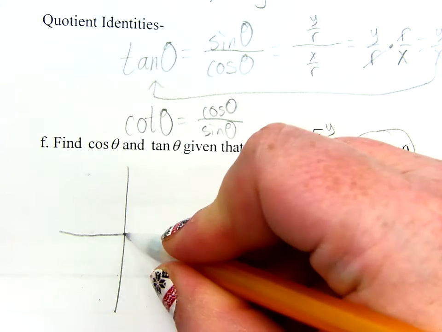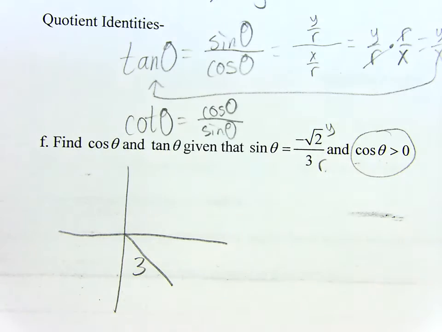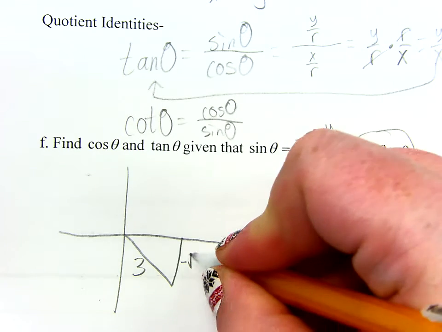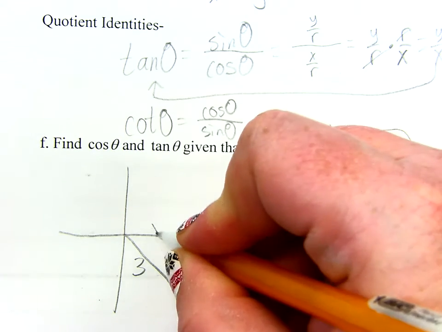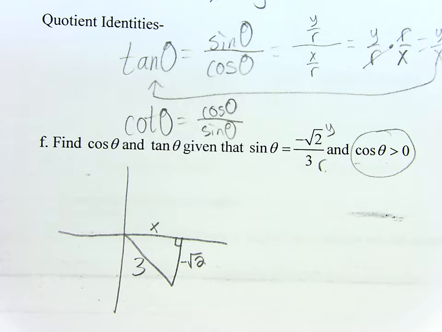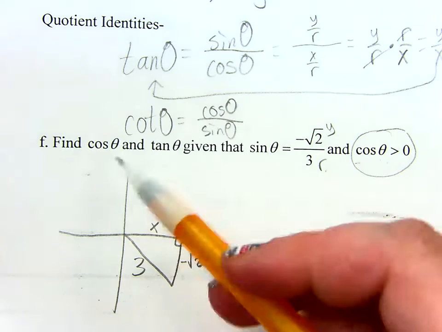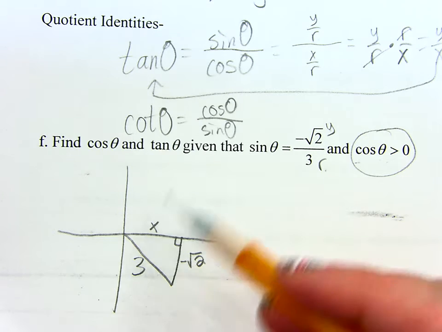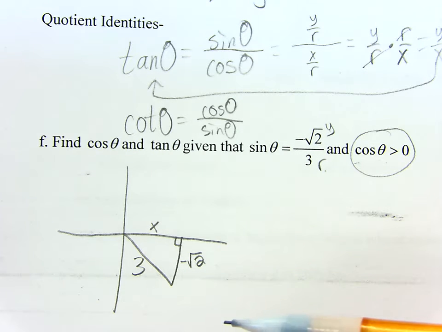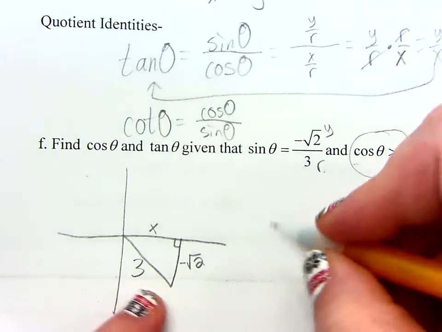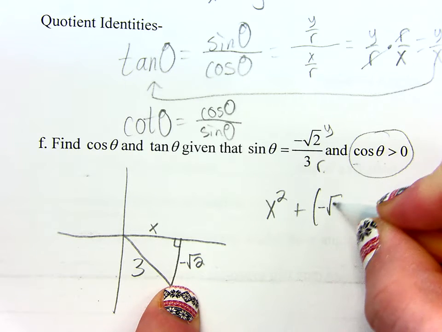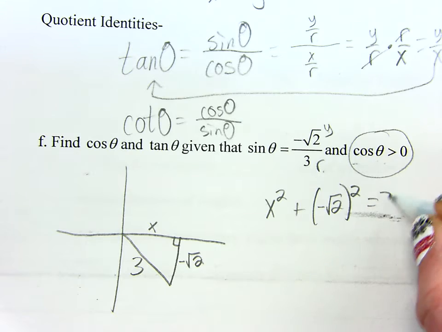Okay? So I know my r, which is the length of the hypotenuse, is 3. I know this y value is negative root 2, but this time I don't know what the x is. I'm just going to solve for x, and once I have it, then I can find any of my 6 ratios, because then I'd have all the parts. So all I have to do is the Pythagorean theorem to figure out what x is. So I'll have x squared plus, now be careful with this, negative root 2 squared equals 3 squared.